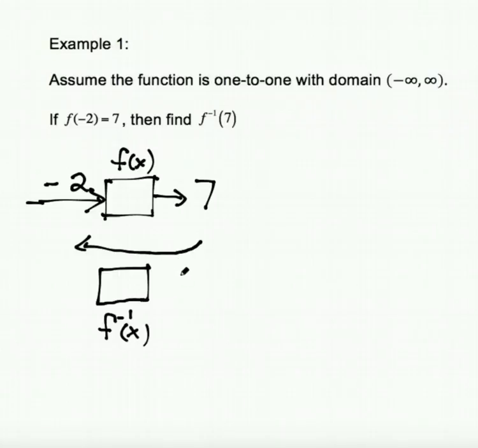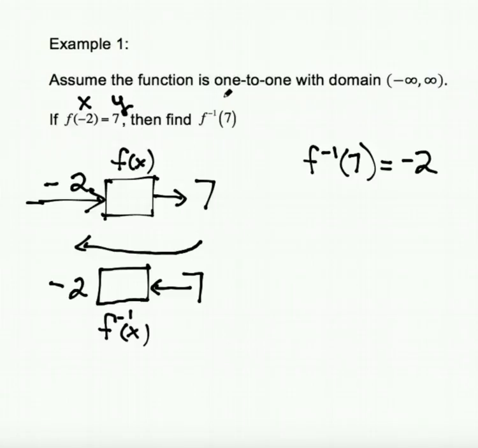If I put in 7, what's going to come out? These go hand in hand. When I put 7 into the inverse machine, I'm going to get out negative 2. So if they tell us f of negative 2 is equal to 7, then I know that the inverse of 7 is equal to negative 2. This x value corresponds with this y value, and if they give us the y value, they are really asking what's the corresponding x value. So the answer is simply negative 2.